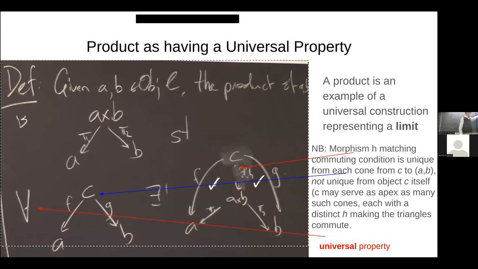And what is the specific H's job in life? Given that the specific H goes from 1 to A plus B, what is it doing? It's picking a pair. So for each F and G, we pick out a certain object of A and a certain object of B. For each certain thing of A and certain thing of B, we have a specific element of A plus B. That's what this is saying, right?